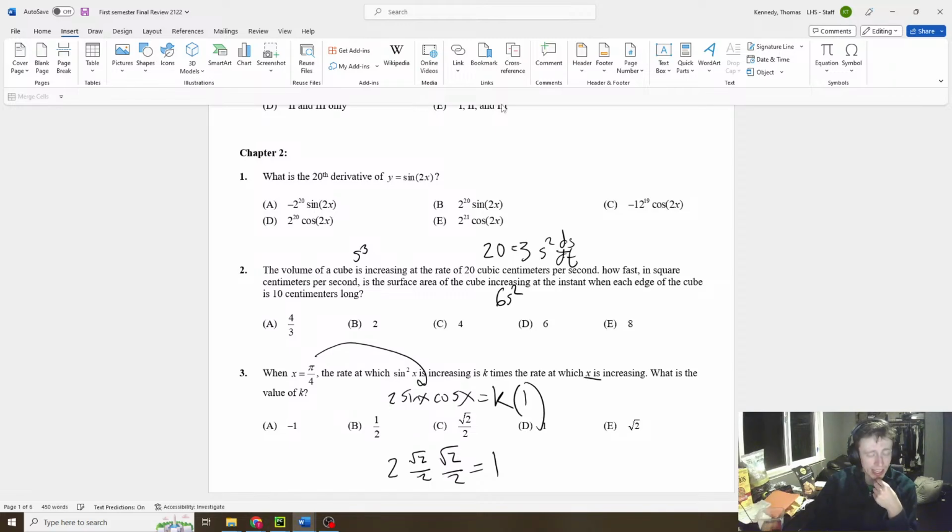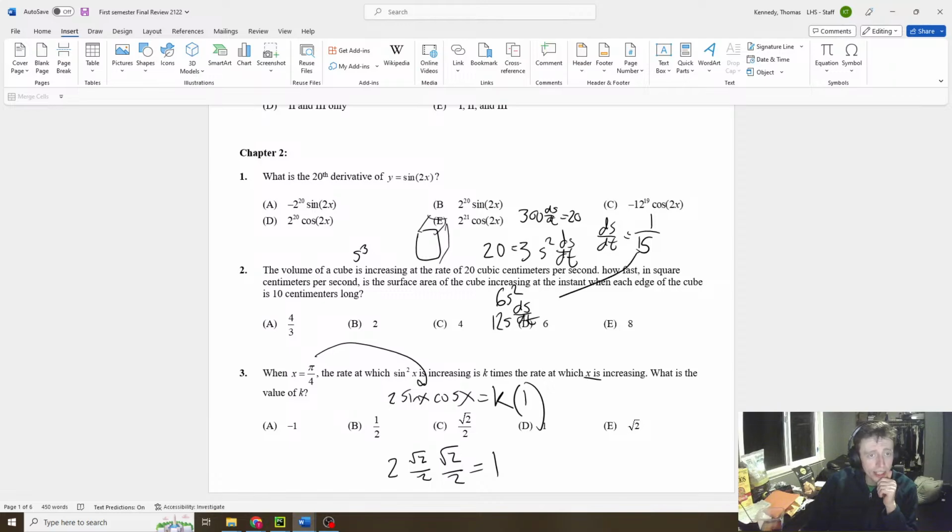So 6s squared, the surface area of a cube, because there are 6 sides. And then you take the derivative of that, and you get 12s ds. And then it says when each side of the cube is 10 centimeters long. So I can plug 10 in for all the s's. If I plug 10 in for the s up here, I get 300 ds dt equals 20. So ds dt is 1/15, 20 divided by 300.